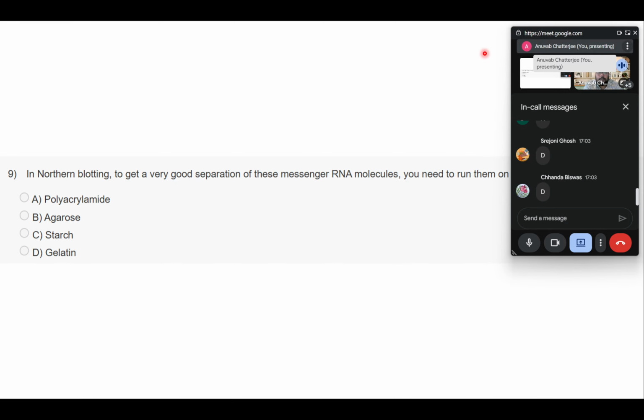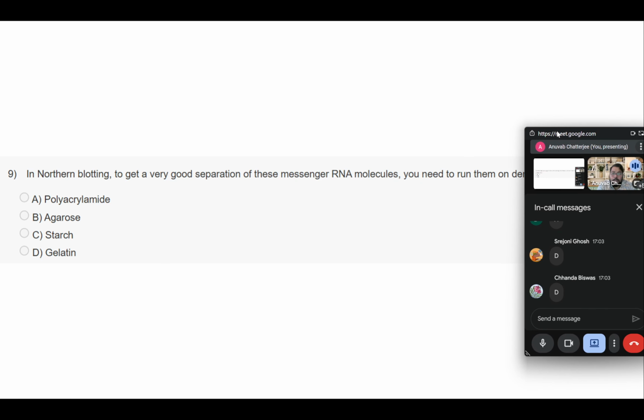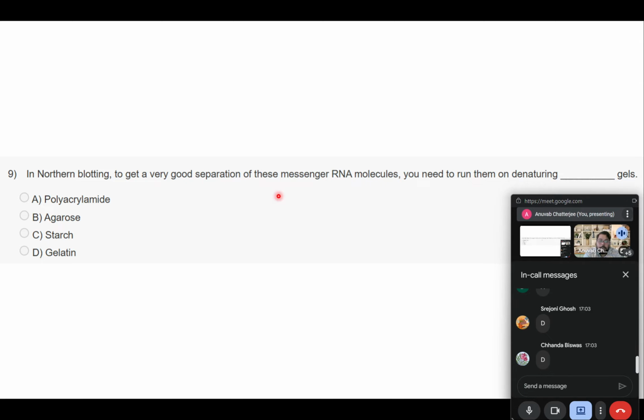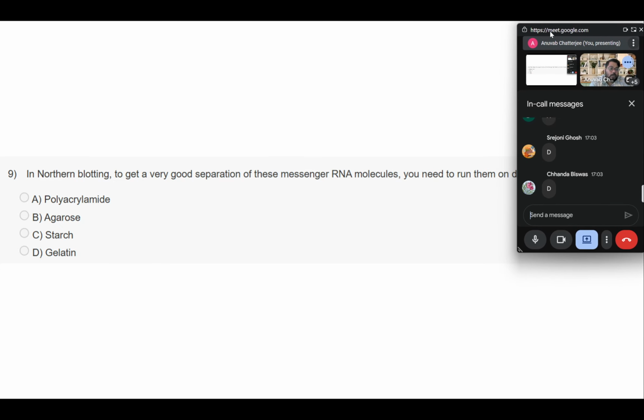So we move on. In northern blotting, to get a very good separation for messenger RNA molecules, you need to run them on denaturing blank gels. So it will be denaturing polyacrylamide gels, denaturing agarose gels, denaturing starch gels, or denaturing gelatin gels. You can put here whatever you think is the correct option in the chat.